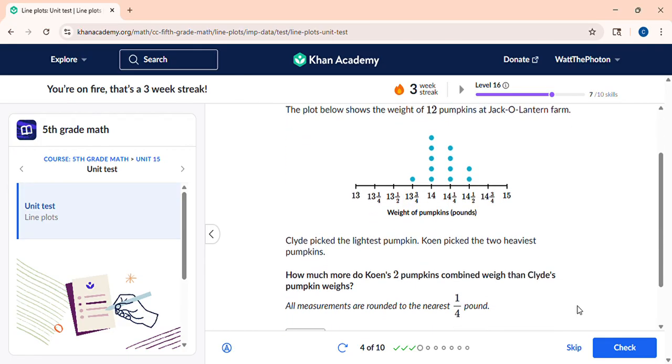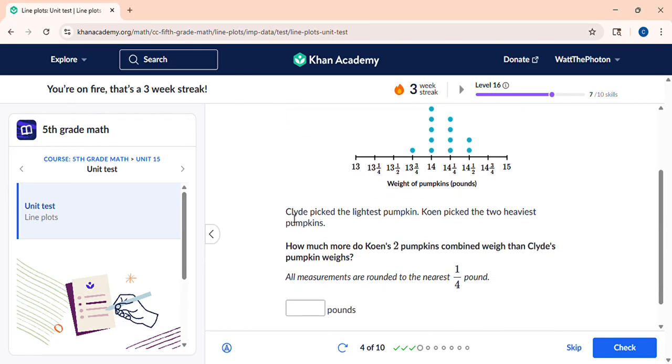12 pumpkins. Clyde picked the lightest pumpkin. Cohen picks the 2 heaviest pumpkins. How much more do Cohen's pumpkins combined weigh than Clyde's pumpkin weighs? So 14.5 times 2 is 15 times 2 minus 1. So that's 30, so that's 29, I mean.